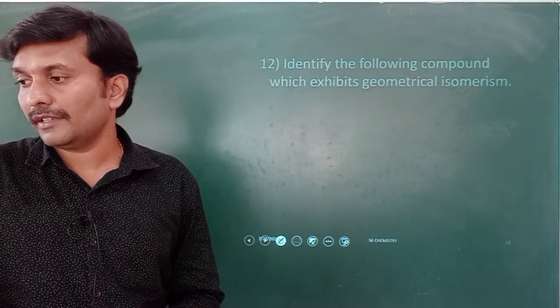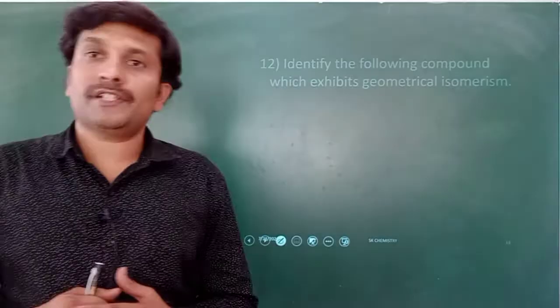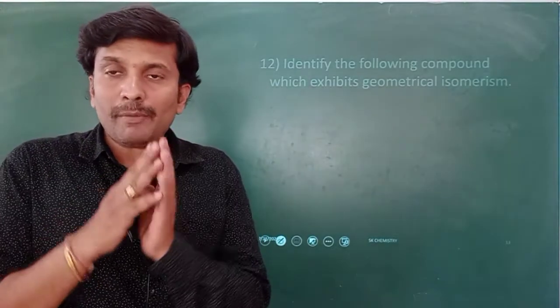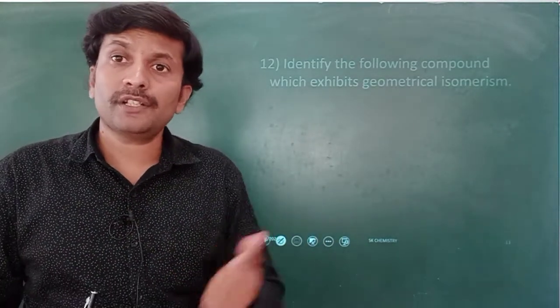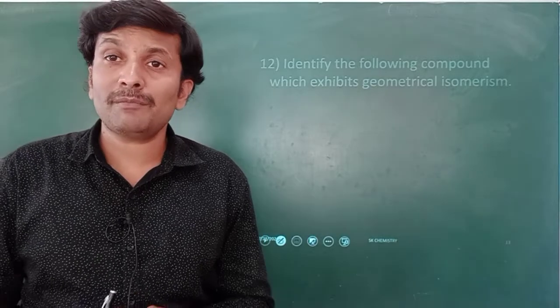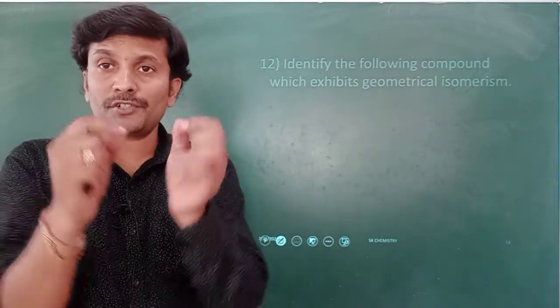Next, identify the following compound which exhibits geometrical isomerism. The moment it is geometrical isomer, see how fast I am doing. Sir, you are very fast. Please remember, we have to be fast. You have to think about what should strike your mind.